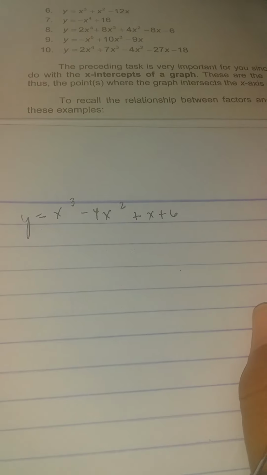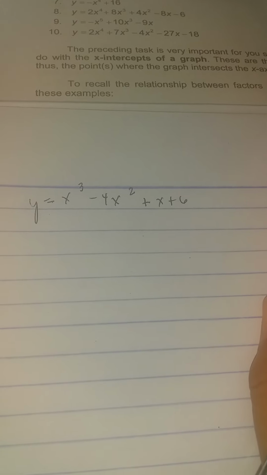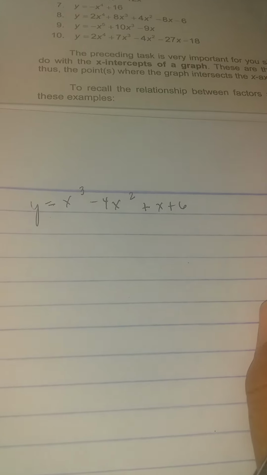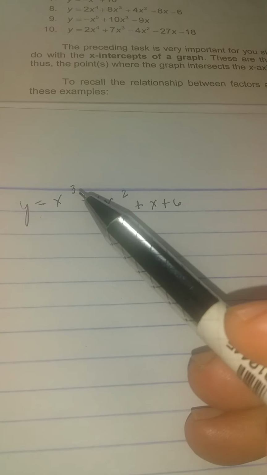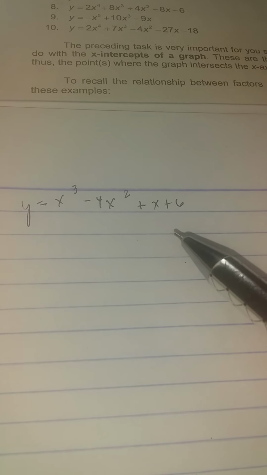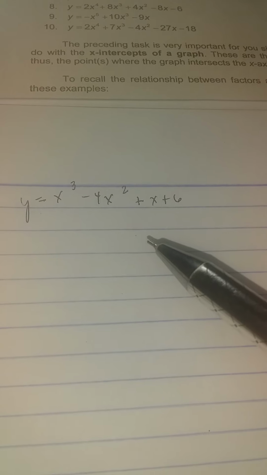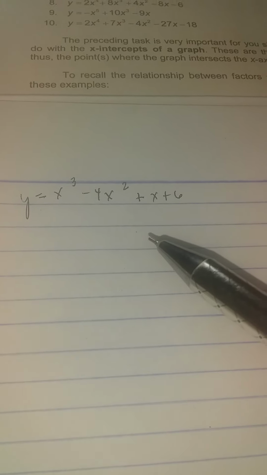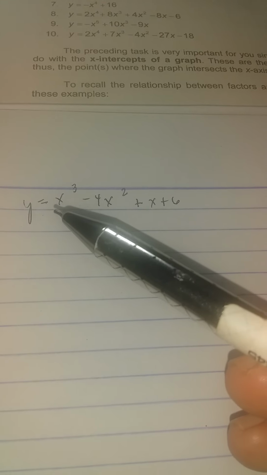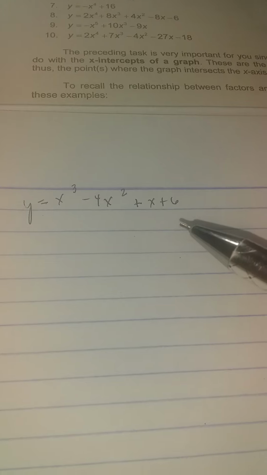Okay? So, again, y equals x cubed minus 4x squared plus x plus 6. What is the degree of the polynomial function? It is 3. And our function is already written in standard form. Since the degree is 3, the special name for this is cubic function. The leading term is x cubed. The leading coefficient, which is not written here, is 1. And our constant is 6.